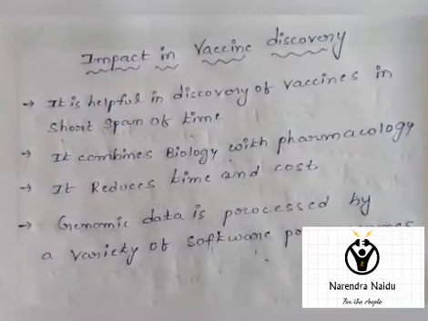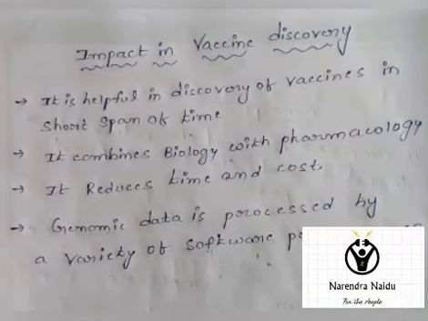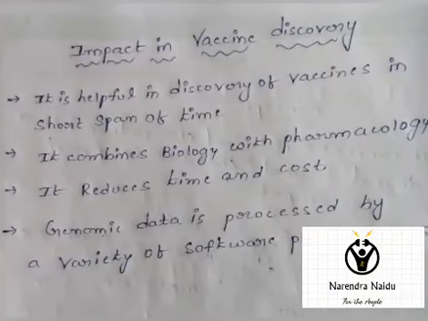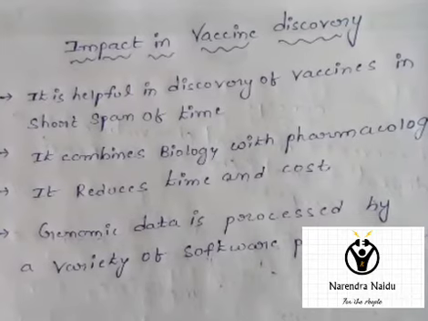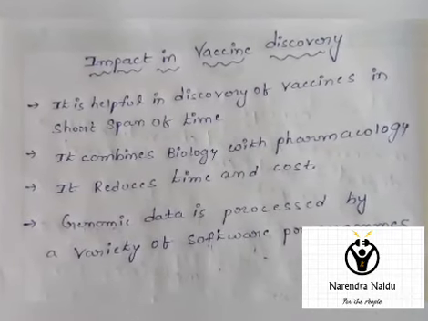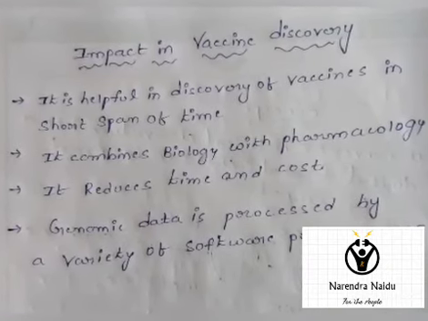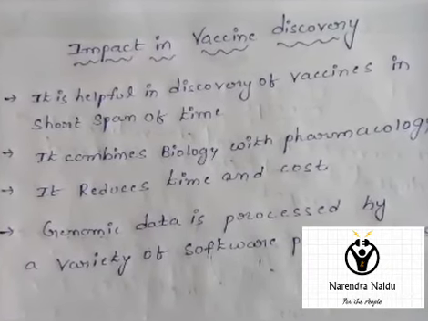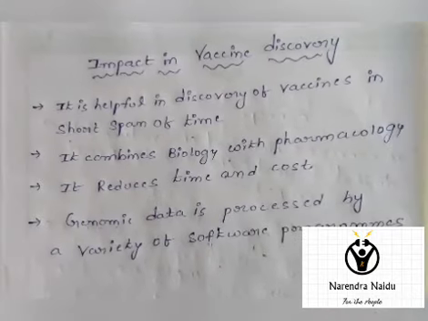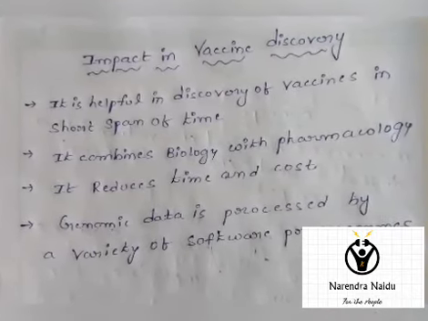And bioinformatics is very useful in vaccine discovery. It is helpful in discovering vaccines within a short span of time. How? It combines the knowledge of biology with pharmacology. By combining the knowledge of biology with pharmacology, it can easily discover vaccines, and it also reduces the time and cost of discovery of vaccines.